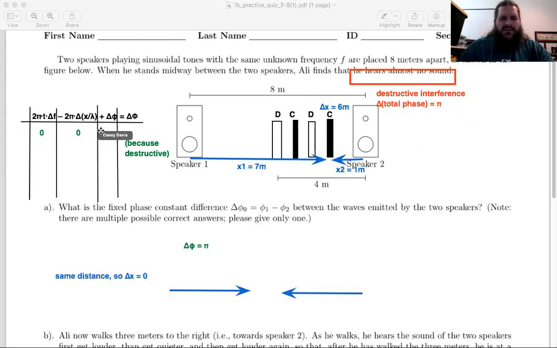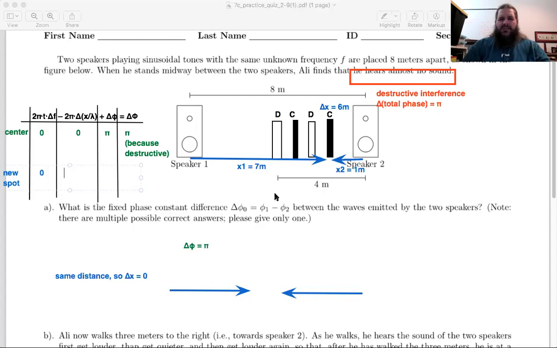Because we had a row in the chart for the center. In fact, let me mark that here. That was at the center. But then we're going to look at this new location, this new spot that he moves to. There's still no difference in frequency or time because both speakers are pumping out the same frequency as each other and they're arriving at his ears at the same time.